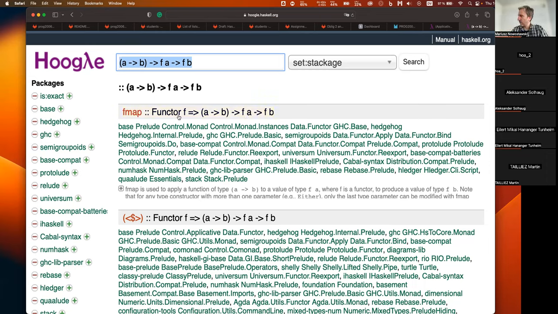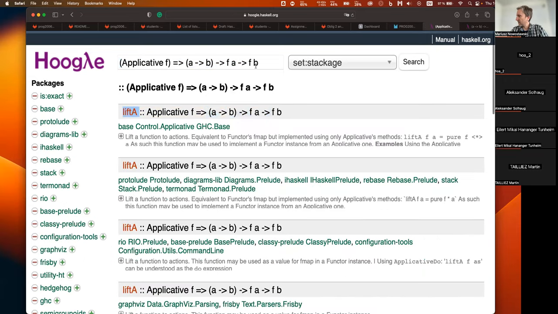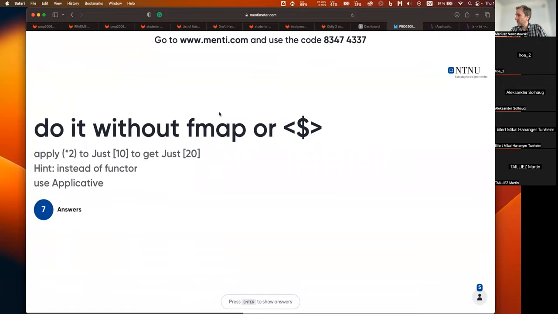And that works for functors. And the signature is exactly the same as for the lift. But lift is kind of the equivalent of fmap for applicatives. So the signature is exactly the same. You use it exactly the same way, but it only works for applicatives. So in our case, when we say do the same without fmap, to apply this function over a value inside this structure, we can ask ourselves, is this structure an applicative? Yes, it is. Is the outside structure applicative? Yes, it is. Okay, we can use lift, right?